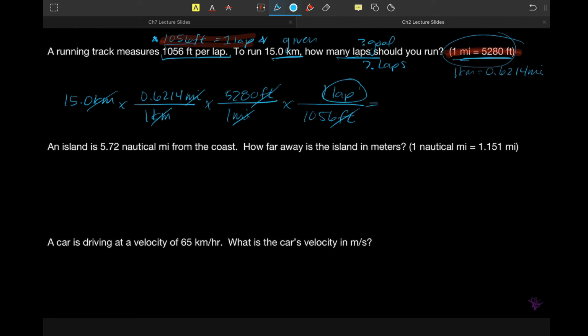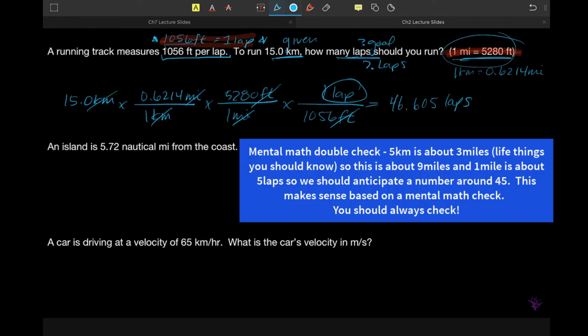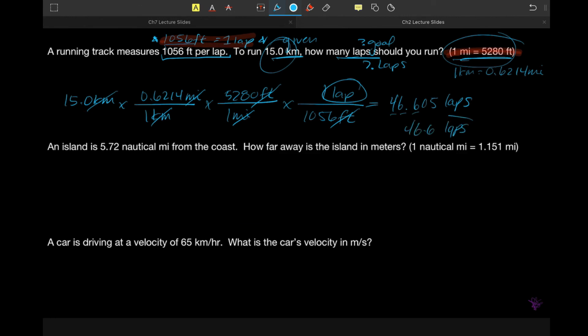I will multiply across the numerators, divide by the denominators, and we get 46.605 laps. And we'll round to the right number of sig figs, which is 3. So I need to do 46.6 laps around this particular track in order to run my 15 kilometers.